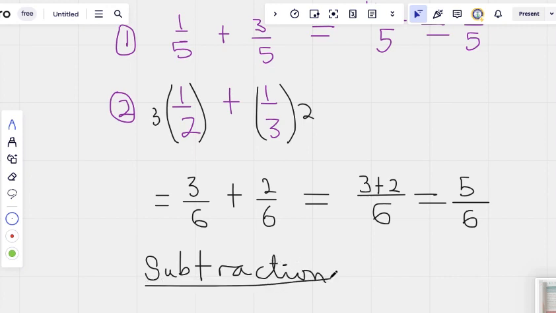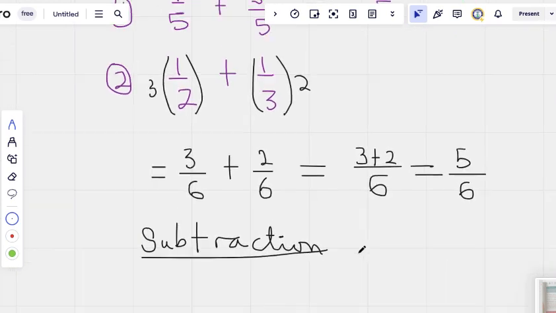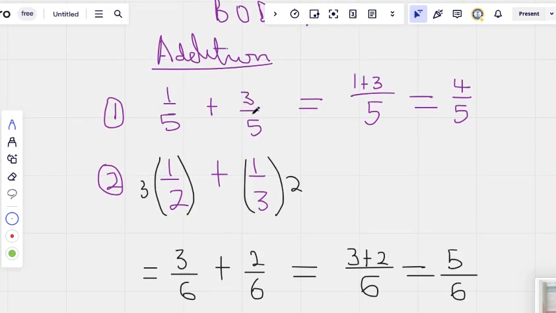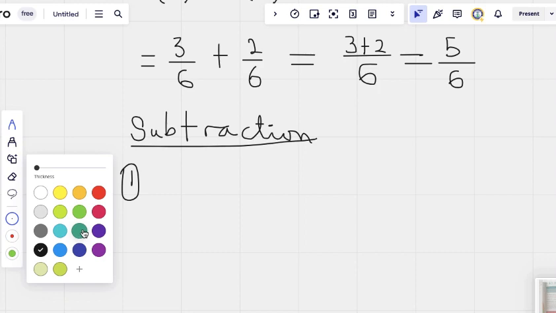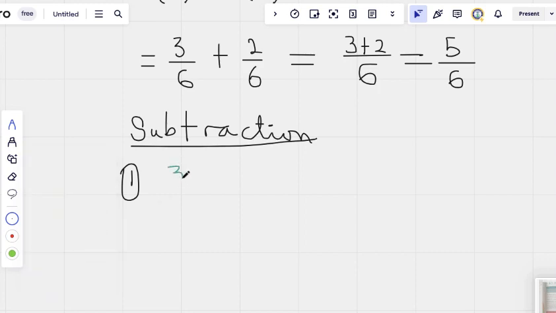For the first example, this time I want to write this first because it's bigger: 3/5 minus 1/5. So I write problem 1, 3/5, and let's change our color for subtraction. 3/5 minus 1/5. In this case, you can see the denominators are the same. Like I said, once the denominators of fractions are the same, the rest is a bit easier.